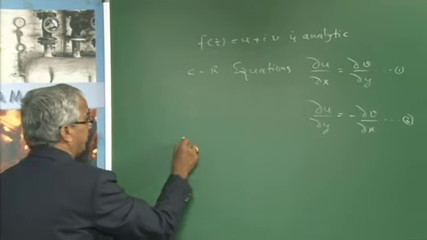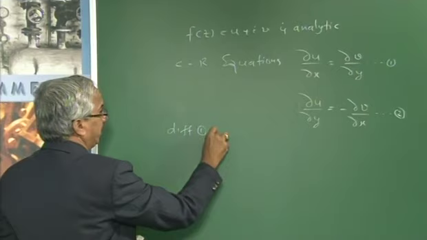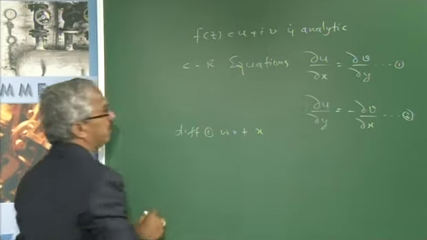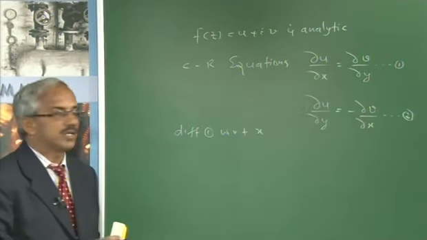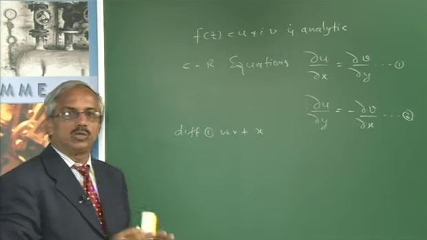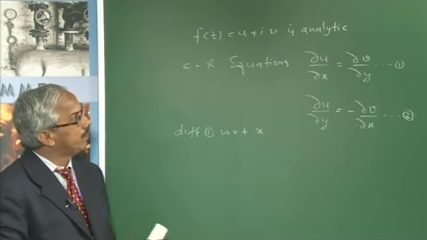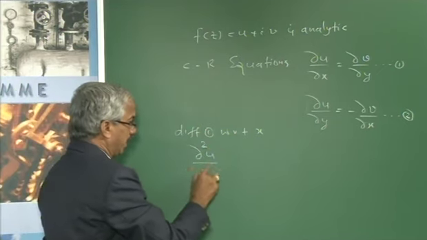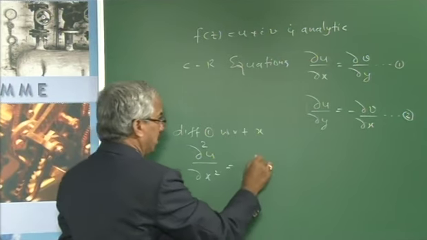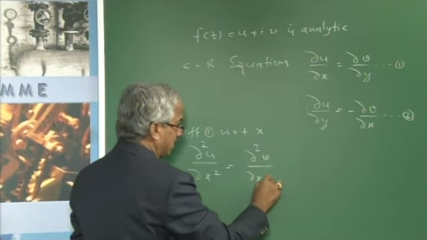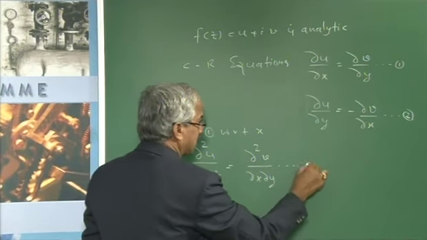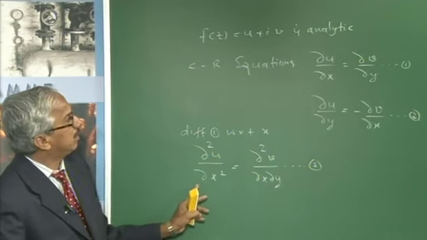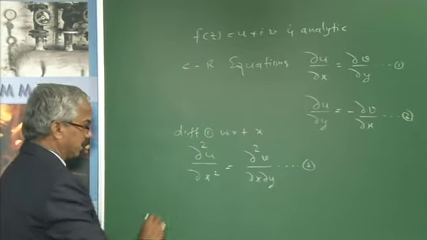Now, differentiate 1 with respect to x. If u is a function of x and y, definitely ∂u/∂x is also a function of x and y, and ∂v/∂y is also a function of x and y. Therefore, ∂²u/∂x² = ∂²v/∂x∂y. I call this 3, and here we are operating with respect to x on both sides.